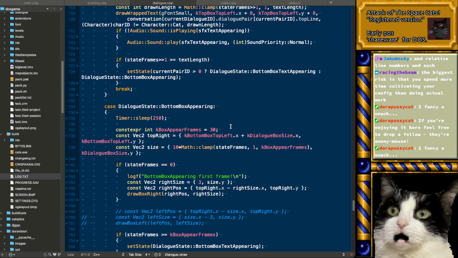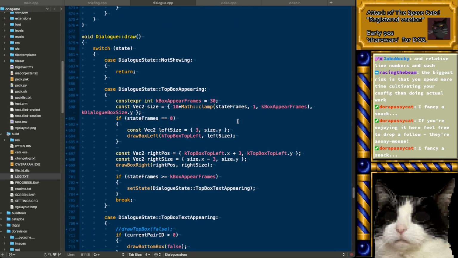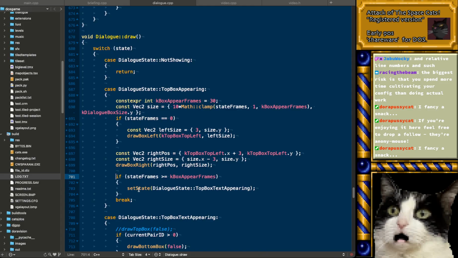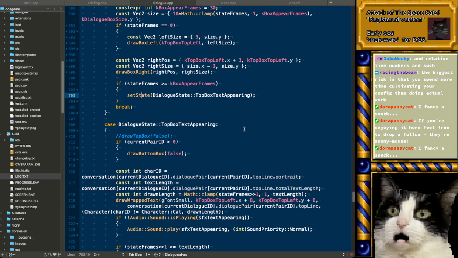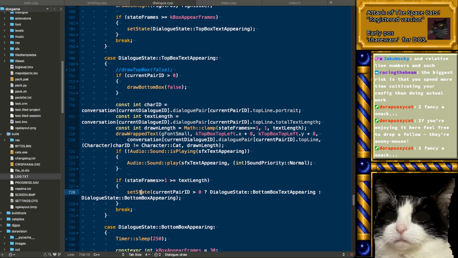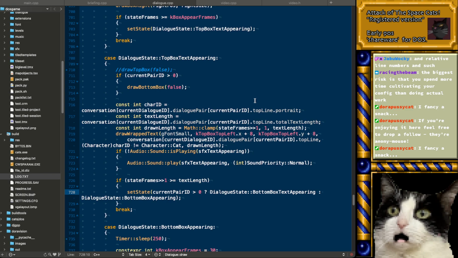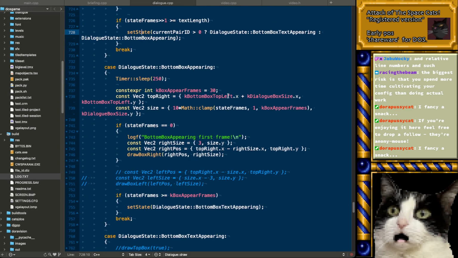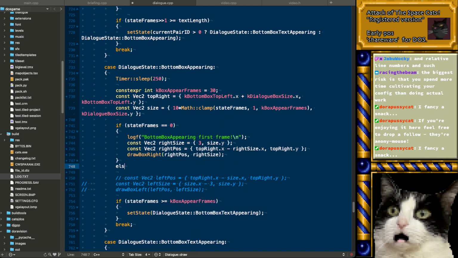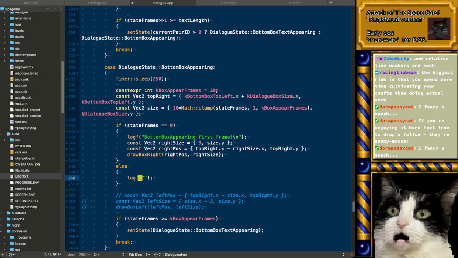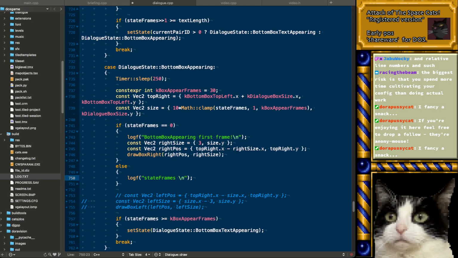I'm confused by this. Right, what's going on here? Box pairing. Once we've reached that, we call set state. That is going to reset state frames. You're going to finish, you're going to call set state. That's going to reset state frames. That's going to put us here. We're going to come in here. We're going to go state frames to 0. We're going to do that. Paranoid check. I think it was an integer.